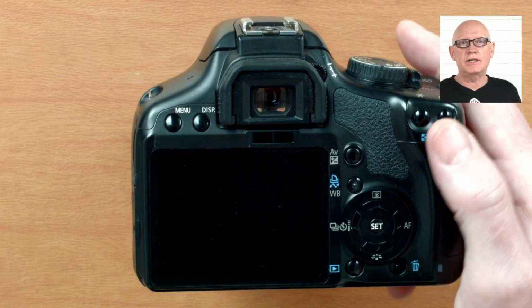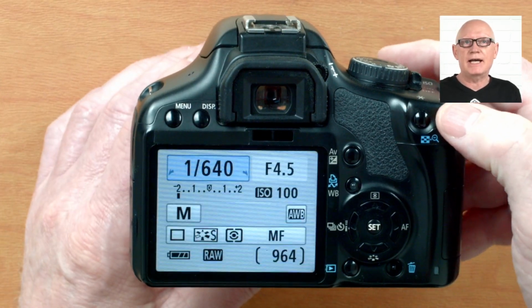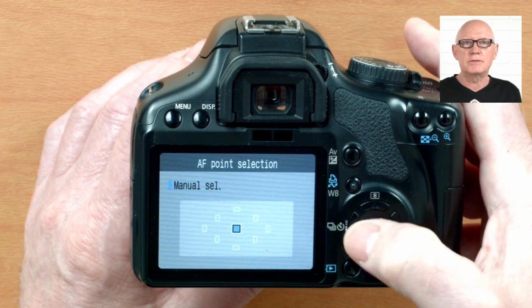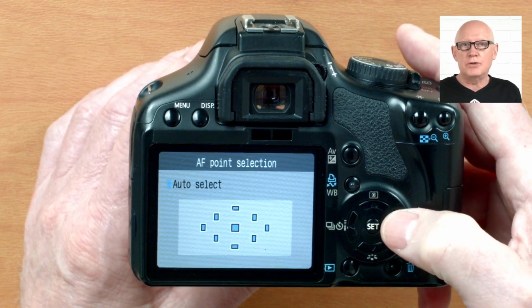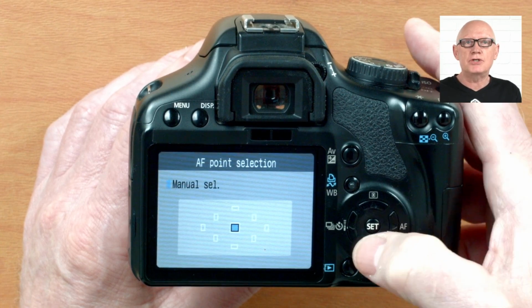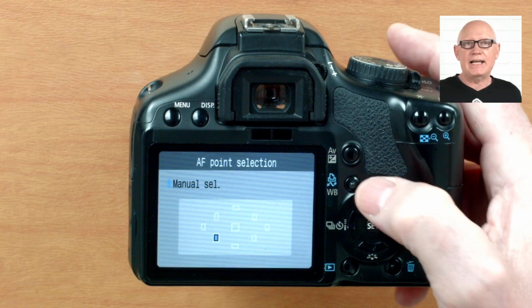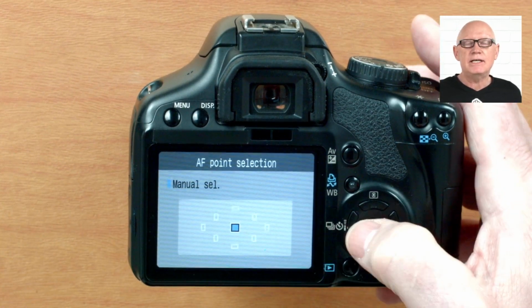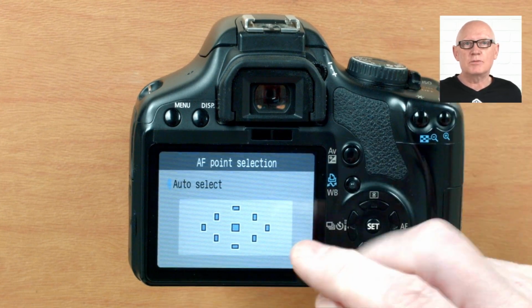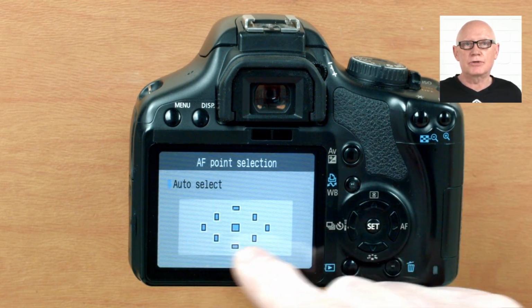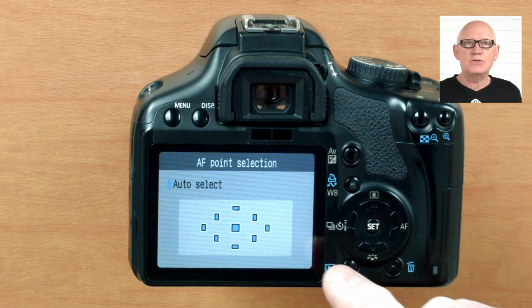So if we have a look here, I have an older camera here that only has a small number of focus points. So by default, all of those are on, but I can go and choose a specific one. Now the reason for that, and this is a really good example here, is that I have these focus points to help me decide where the rule of thirds is. And that is where my focus starts.